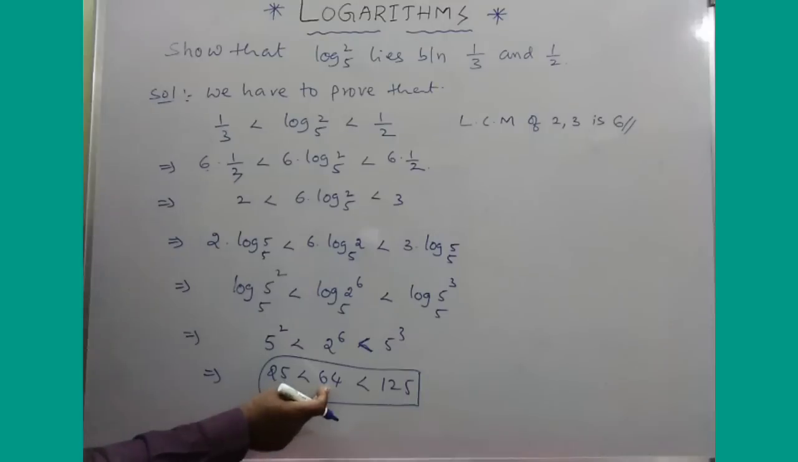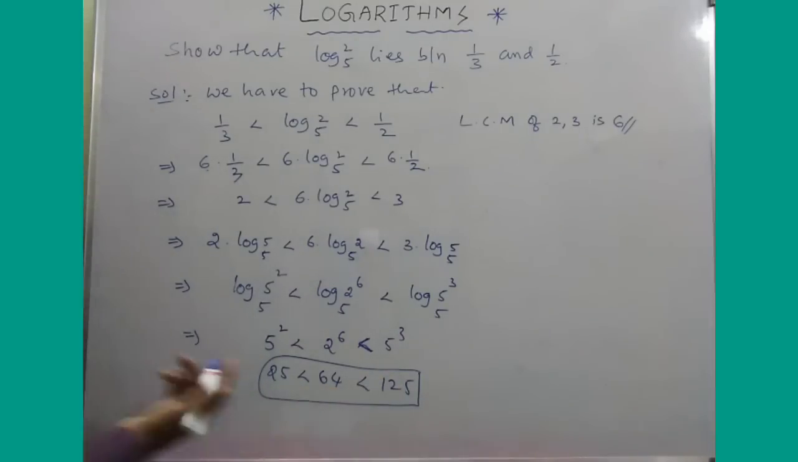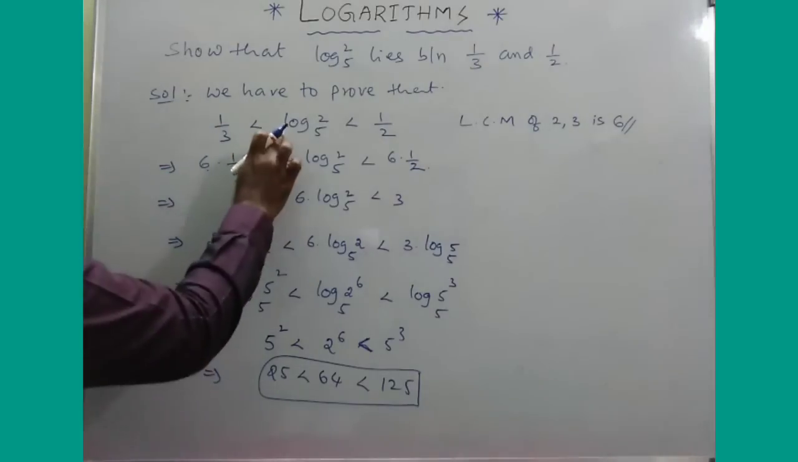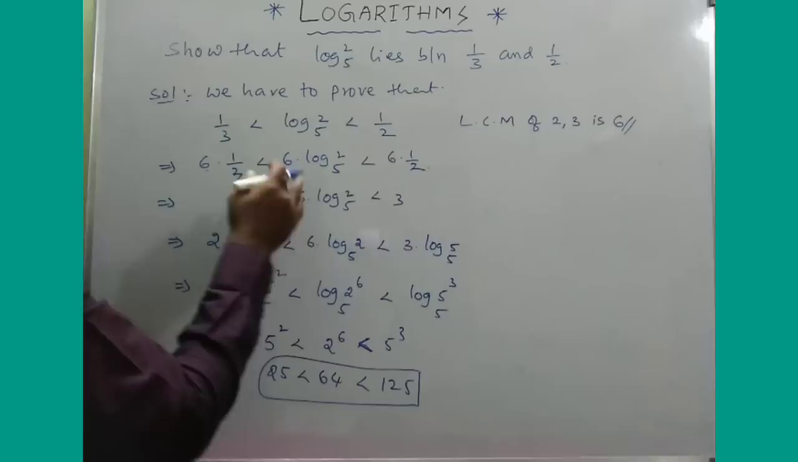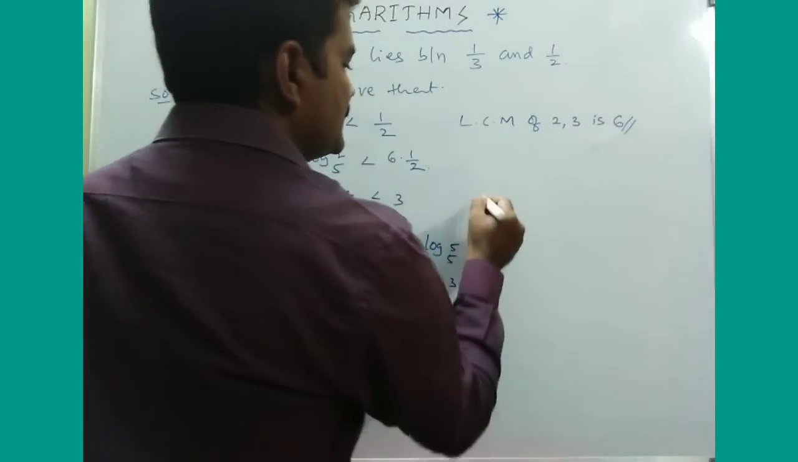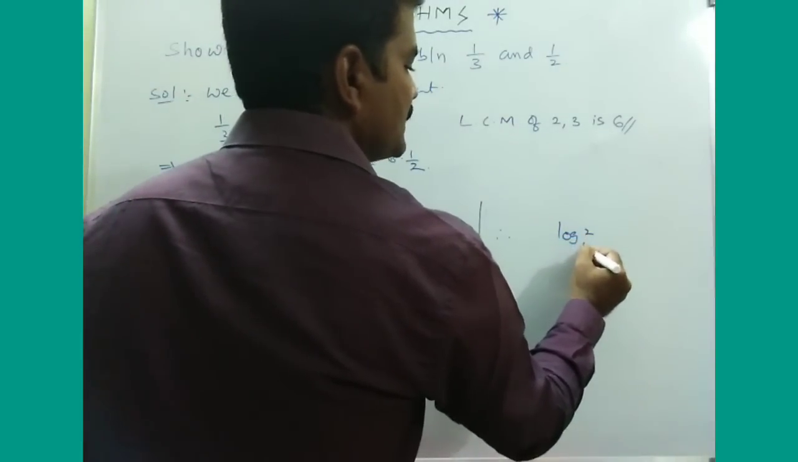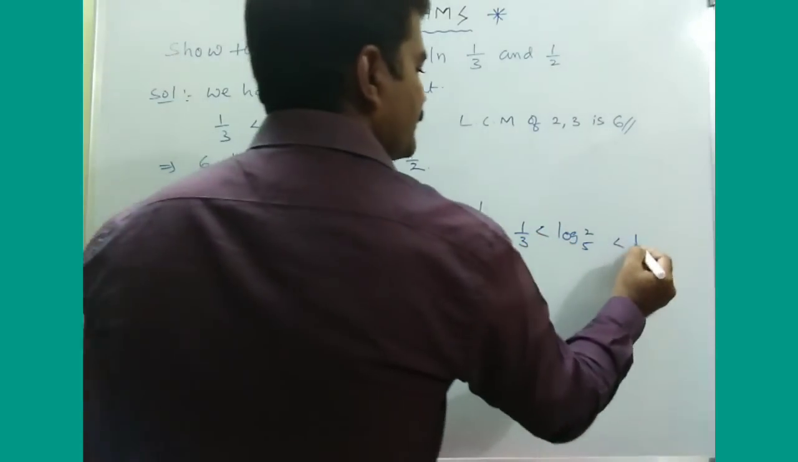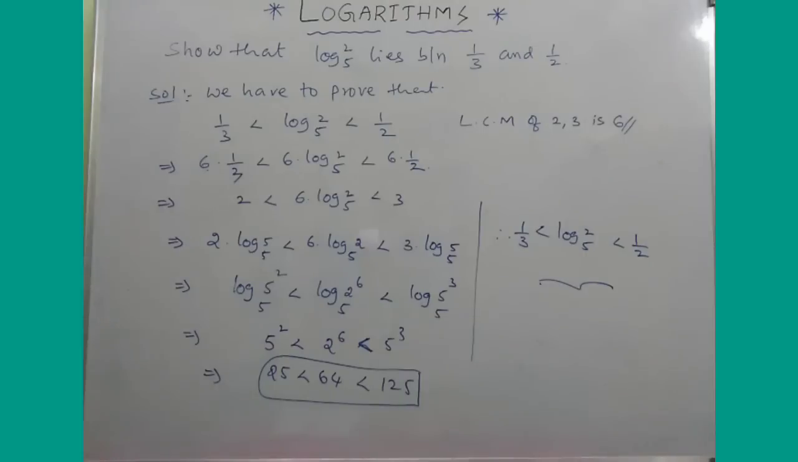I think this is true, no? 25 is less than 64 and 64 is less than 125. So which is always true. So that means the above condition we considered is true, isn't it? Hence I can say that therefore log 2 to the base 5 lies between 1 by 3 and 1 by 2. Is this clear?